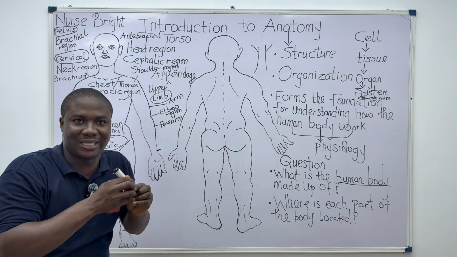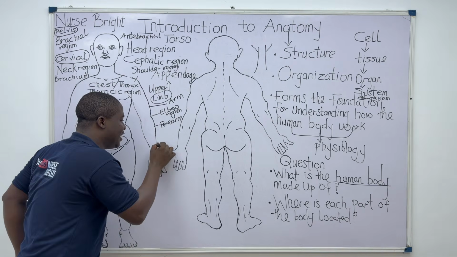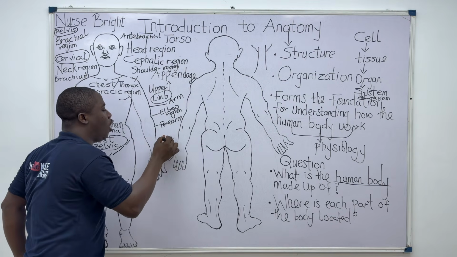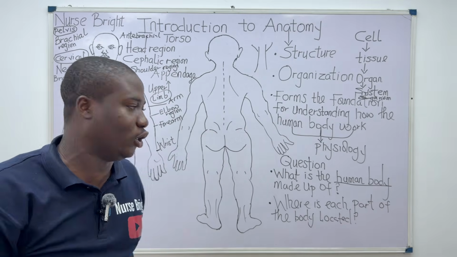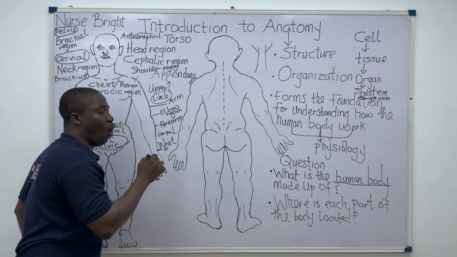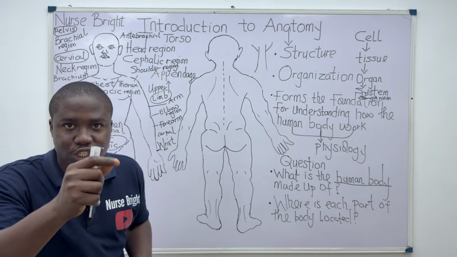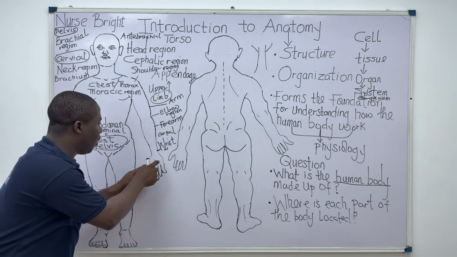Now, moving further, what about this part? You call it the wrist. Correct. So this is the wrist region of your upper limb, or you call it the carpal region. You don't have to call it the wrist, you can call it the carpal region, or the wrist region. Very, very essential.